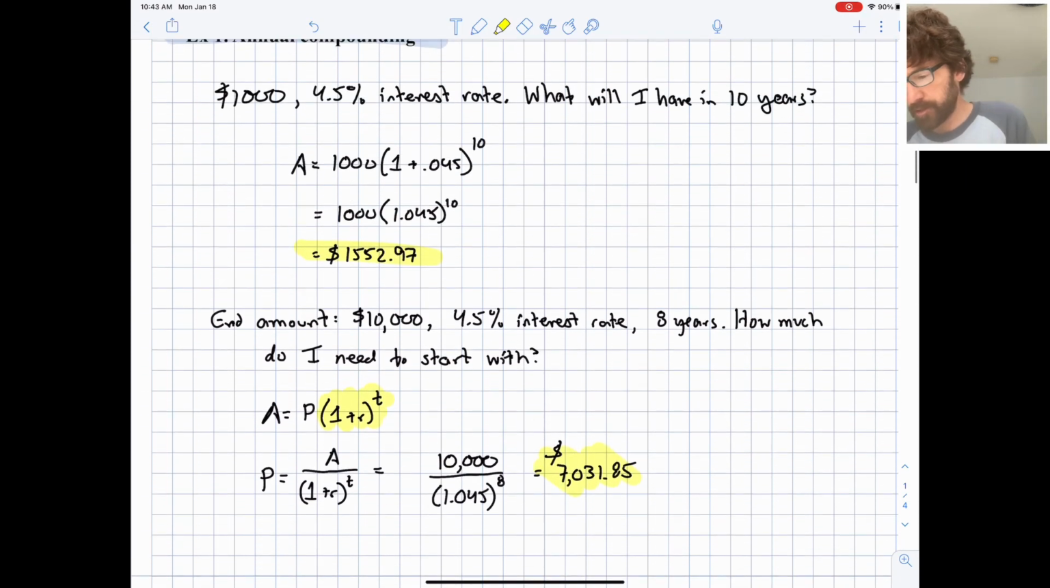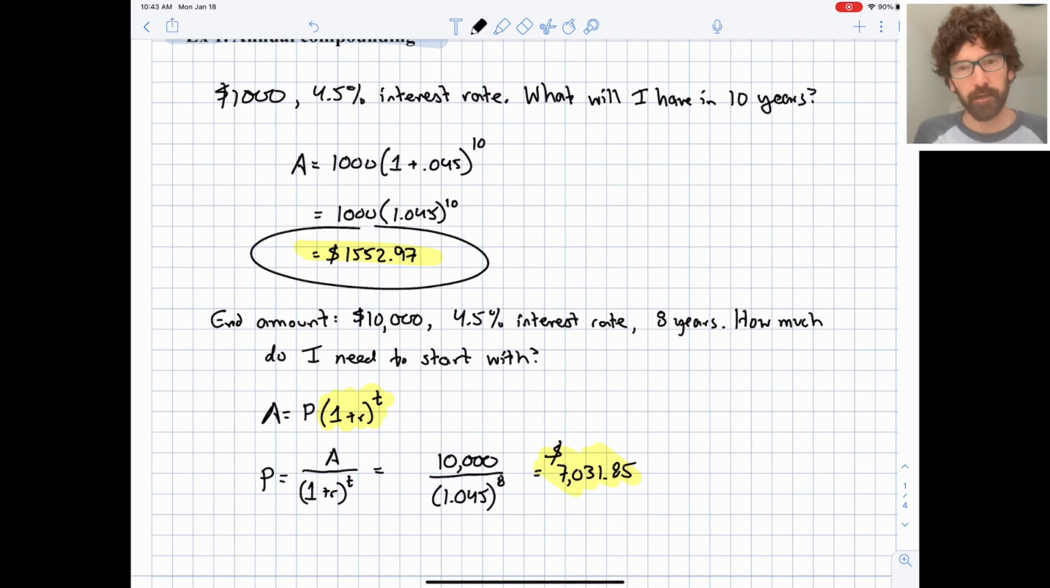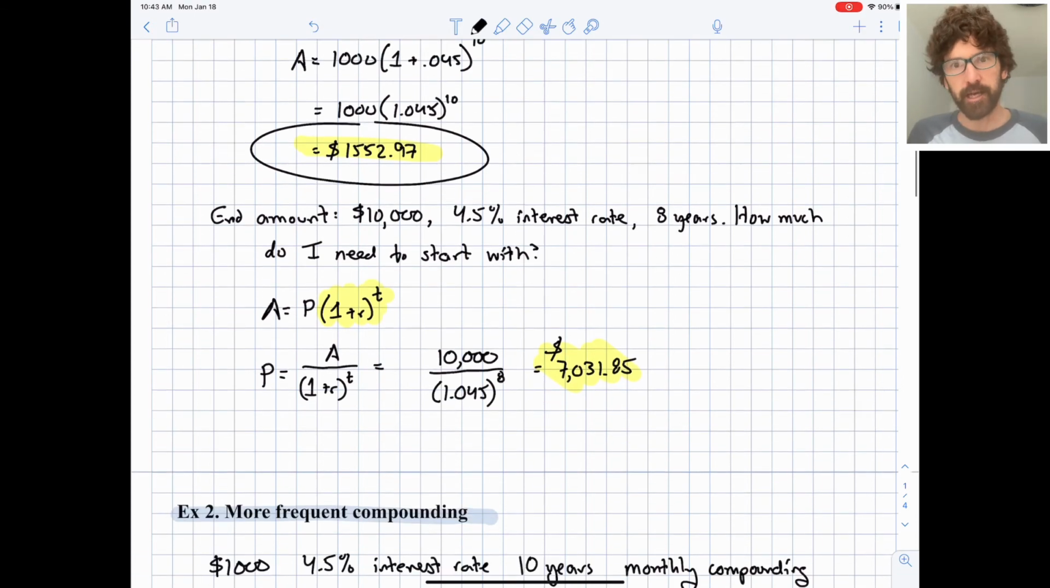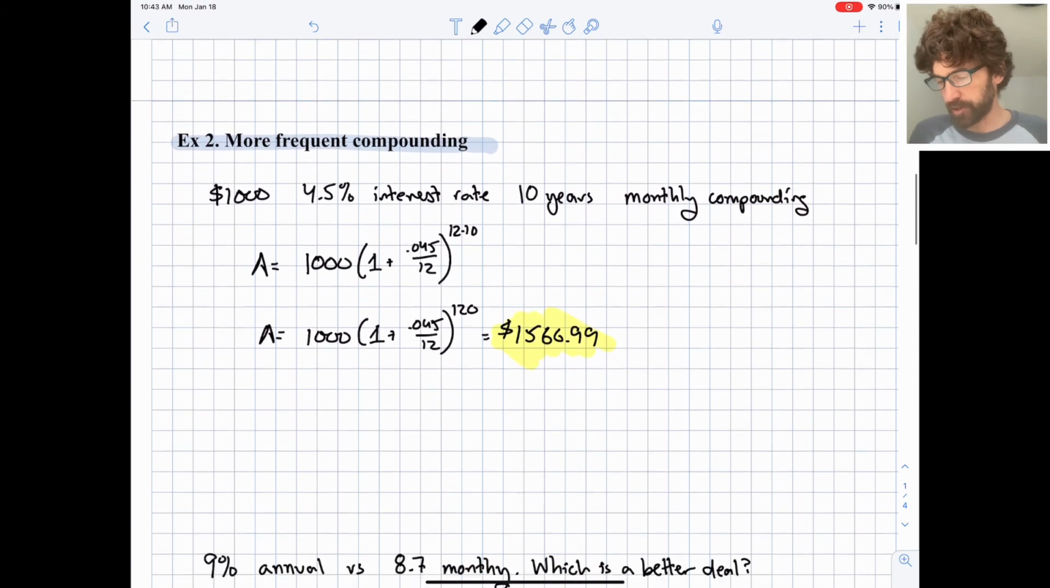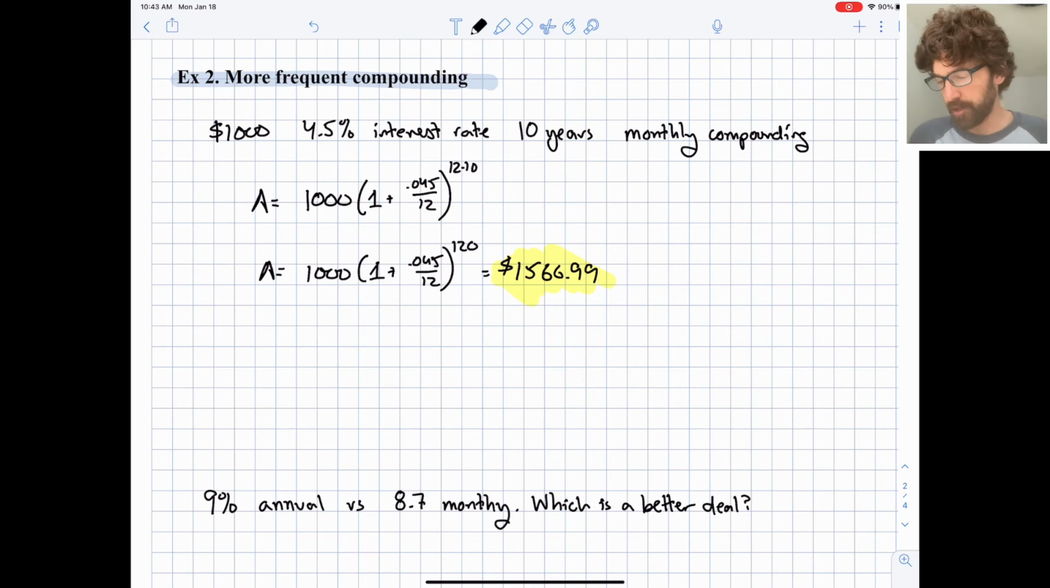Okay, let's contrast that with what we earned in the initial problem. You can see we earned $1,552. So just the fact that compounding was happening more frequently, interest was added in more frequently, and we were able to earn interest off that interest more frequently, we were able to make about another $15 or so.